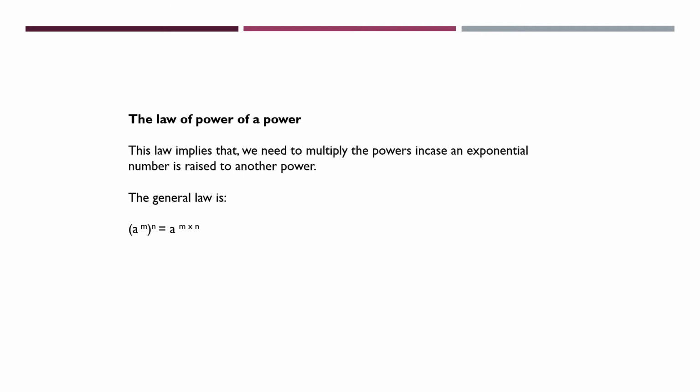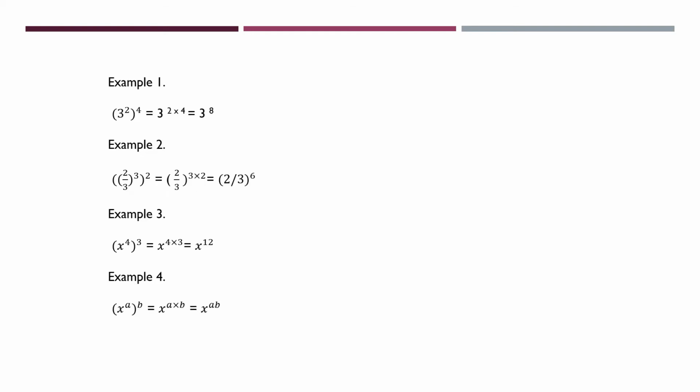The law of power of a power. We need to multiply the powers in case of an exponential number raised to another power. (a^m)^n = a^(m×n). We will consider some examples. (3^2)^4. Here the powers are 2 and 4. So we will multiply the powers, that is 2 times 4. Then the answer will be 3^8.